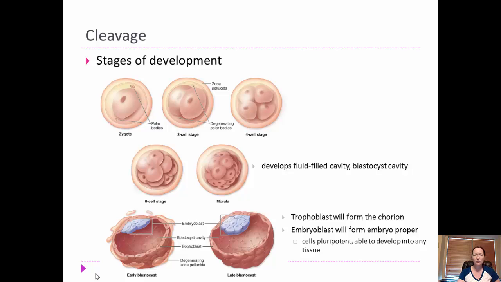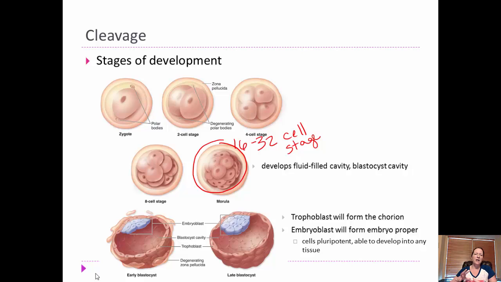So there's the zygote, 2, 4, 8. What comes after 8? 16. This is what this structure is. This is a 16 to 32 cell stage. I've even seen some books say that it goes all the way to 64, and once it hits 64, it turns into the next structure.